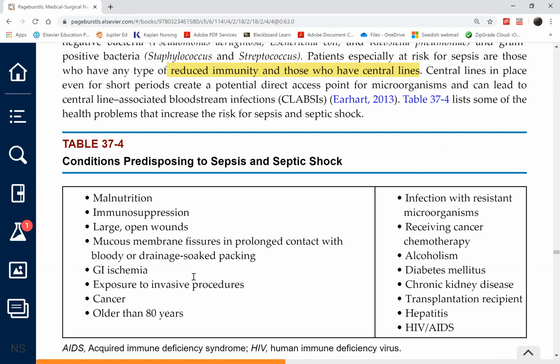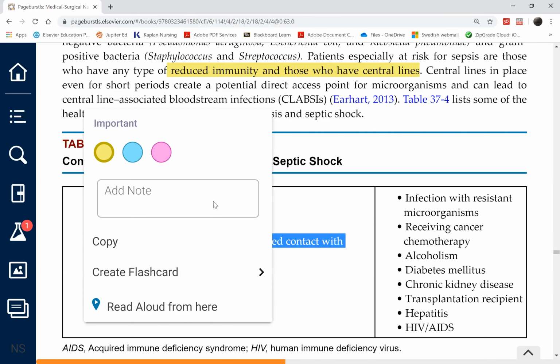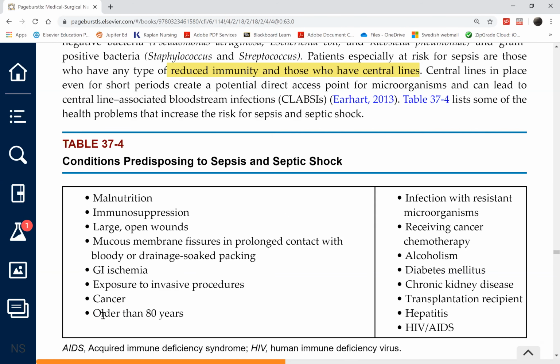So this is a group of patients with either severe risk for infection, like large wounds, severe injuries, or very weak immune systems, like malnutrition, immunosuppression, people with cancer, people who are old. And these immunosuppressed patients here, diabetics included, because they are at risk for infection, plus poor wound healing. Transplant recipients, of course, they're on immunosuppressant drugs. HIV AIDS, I don't have to explain that. Okay, so these are your high risk population for sepsis and septic shock.